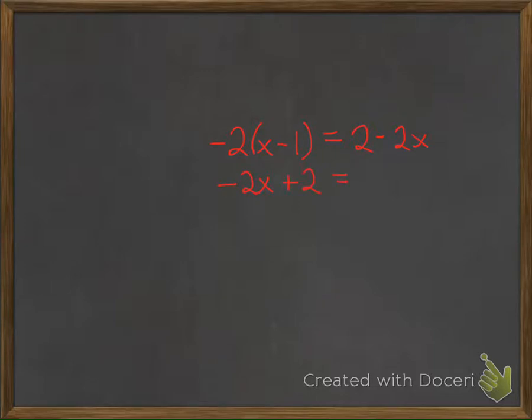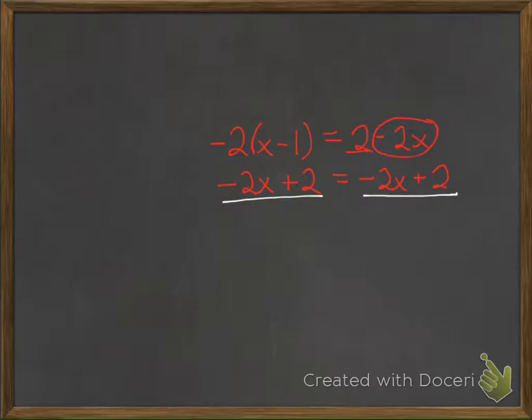And over here, again, if I rearrange, I want to put this term first, so negative 2x, and this is a positive, so plus 2. And look at the two sides of the equation. Negative 2x plus 2 equals negative 2x plus 2. Well, obviously, negative 2x plus 2 equals negative 2x plus 2. They are the same thing.